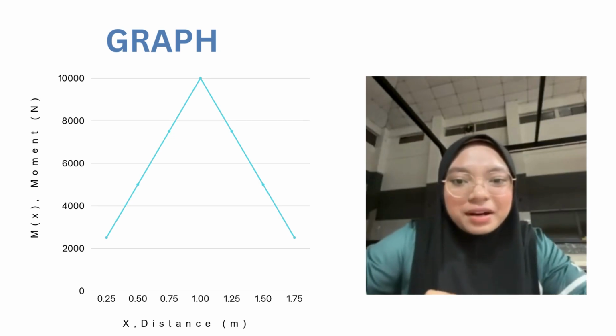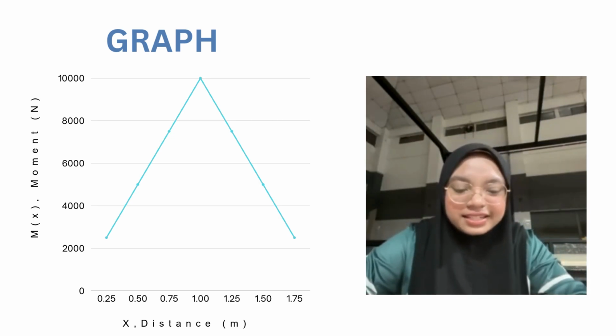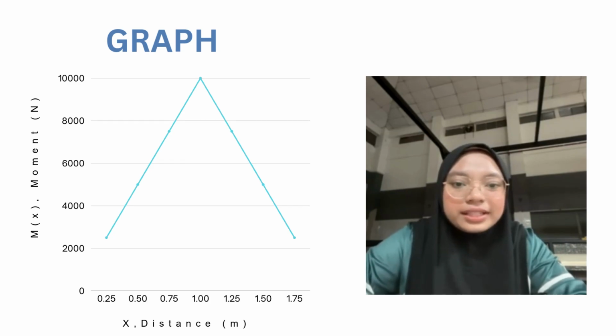So for the next part, which is the graph, as we can see, the x-axis represents distance in meters, while the y-axis represents moment in Newton-meters.